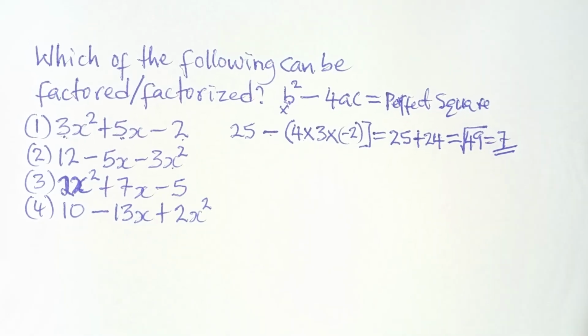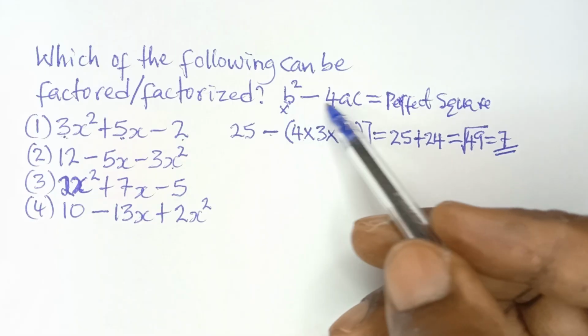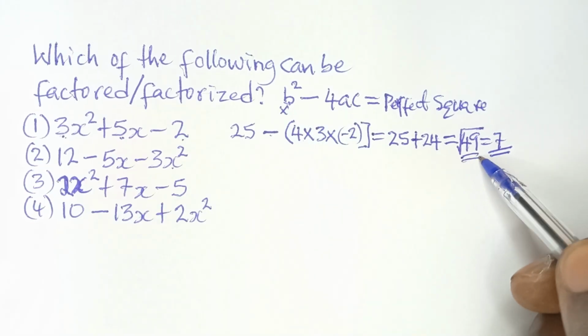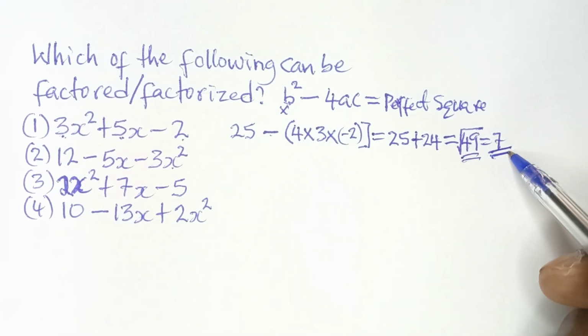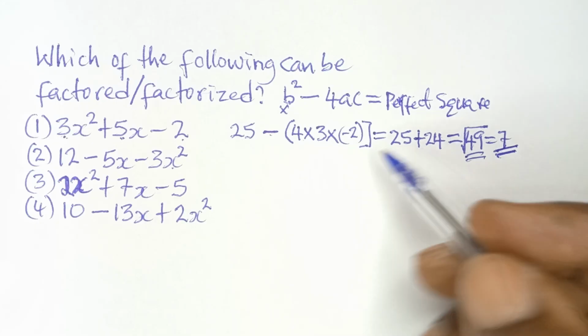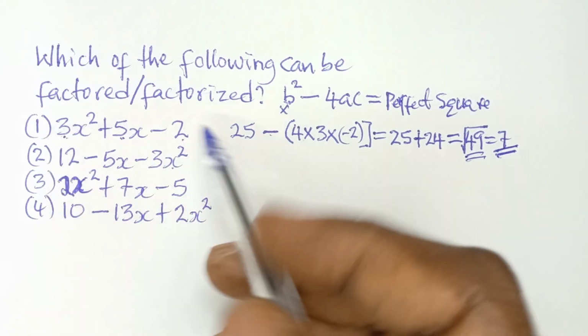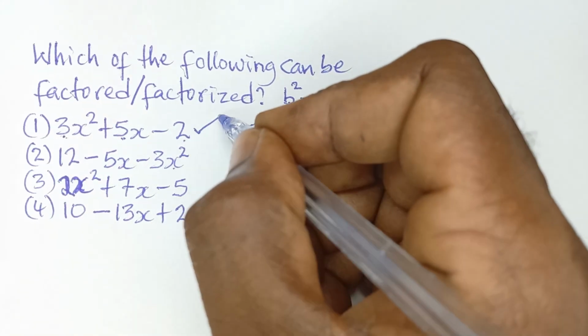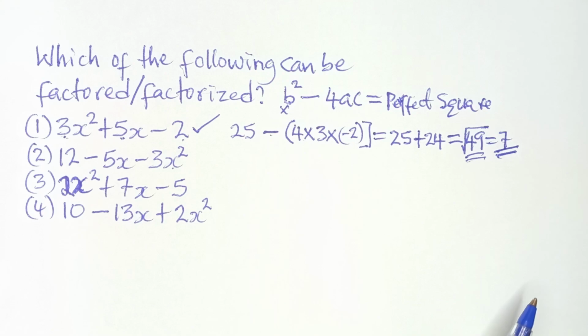So if the value of b squared minus 4ac is a perfect square, that means it has a whole number as its square root. In that case, it means the quadratic expression can be factored. So that means this one can be factored.